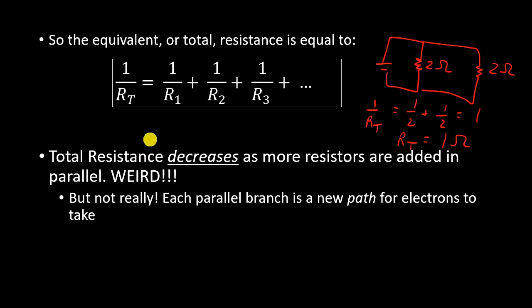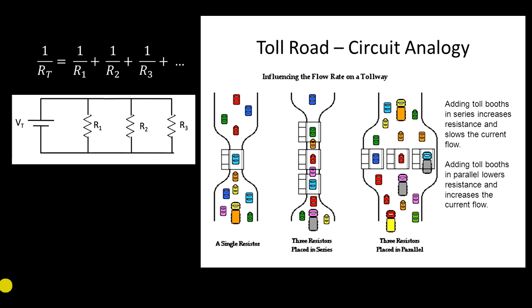Oh man, when things are wired in parallel, the total resistance goes down as you're adding more and more resistors. If I added a third resistor, you could do the math if you want, but this will get even smaller. That seems weird. In series circuits, the resistance added up, and that tends to make sense. Here in parallel, adding resistors makes it smaller. And while at first glance that seems weird, in reality, that actually should make perfect sense.